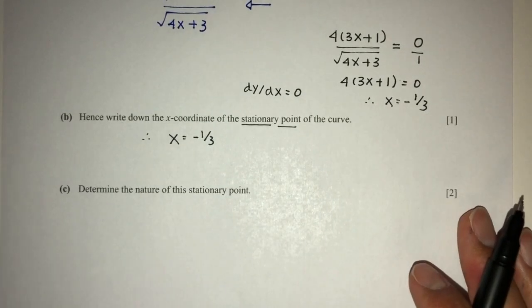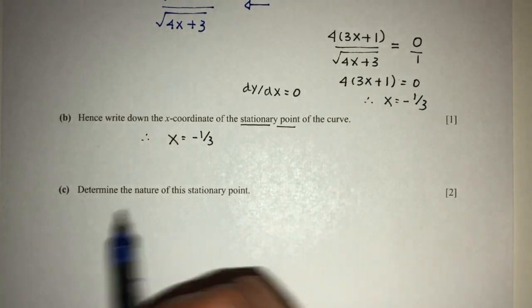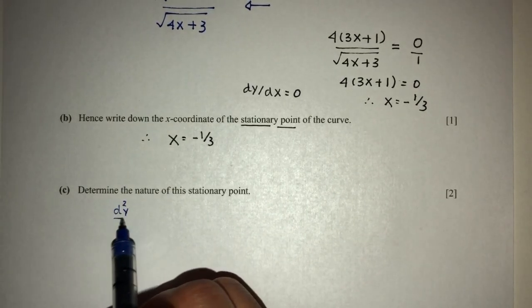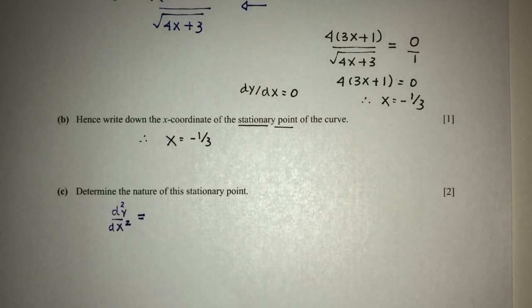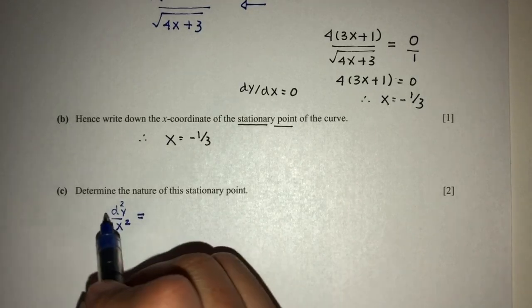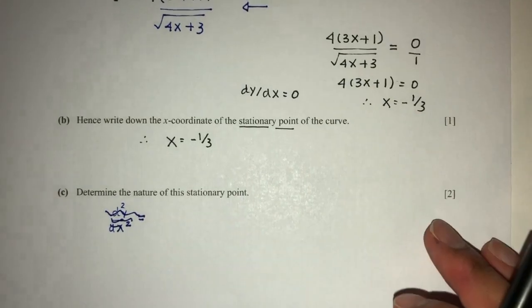Now for part C, determine the nature of this point. So to find the nature, we have to find d2y by dx2. So let's see how can we find that. So d2y by dx2, we have to use differentiation again. So there are many ways of actually doing this question. We can just replace the values and see what happens. So let me teach you guys another way. It could be easier in the future. Because here we don't have much space either, we can just do this easier way.